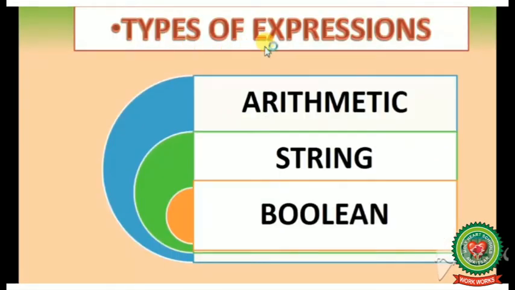So start with the topic, types of expressions. We have three types of expressions. Number 1 arithmetic, number 2 string and number 3 boolean. Arithmetic means numbers, integers or real values. String means a combination of characters and boolean means true or false. So we have three types of expression.